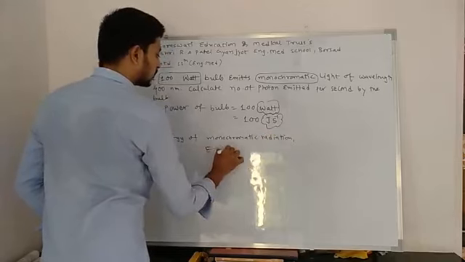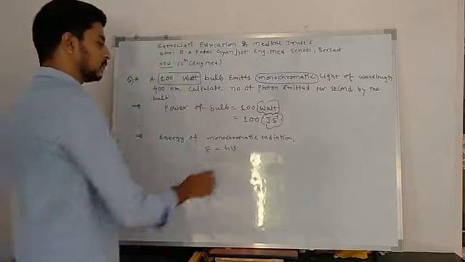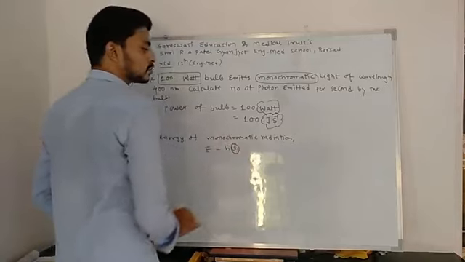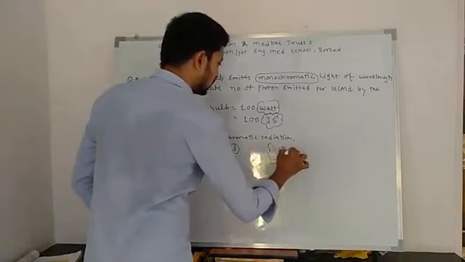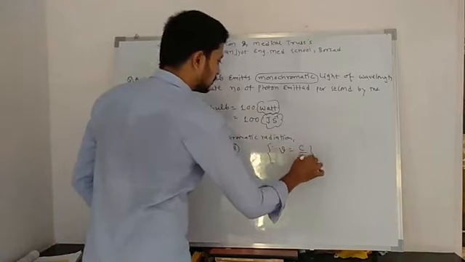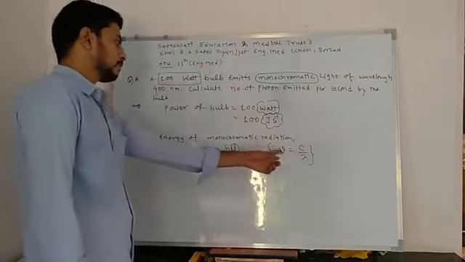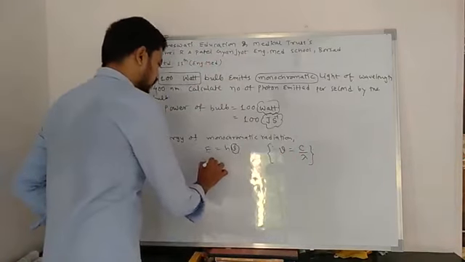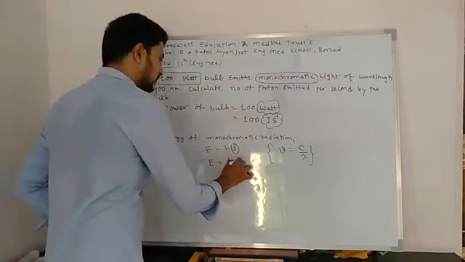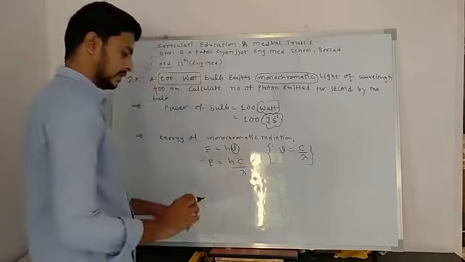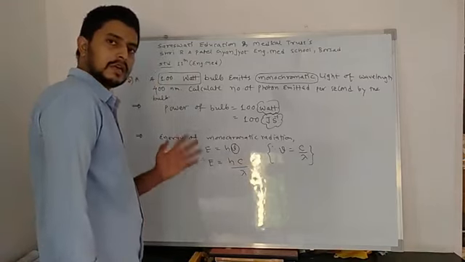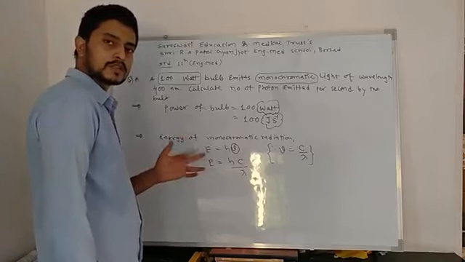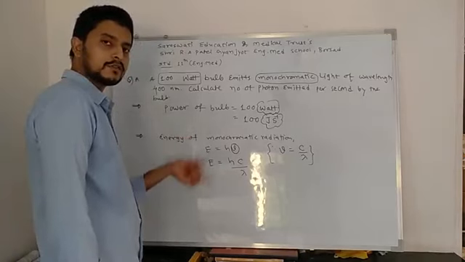Energy E is equal to h nu, but we know that nu is equal to c by lambda. So for reference I will write over here nu is equal to c by lambda. So I will put down the value of nu in this equation. The equation becomes E is equal to h c by lambda, where h is the Planck constant having a value of 6.626 × 10^-34 joule second.